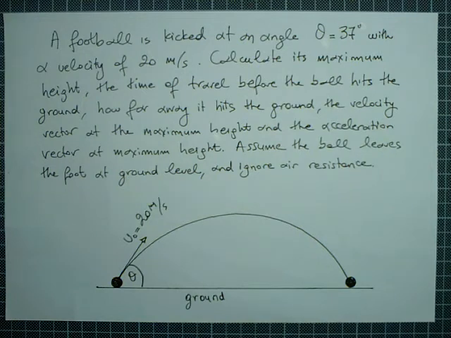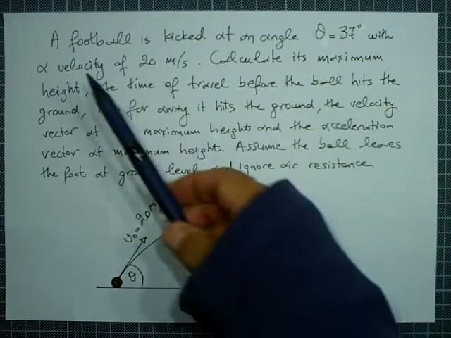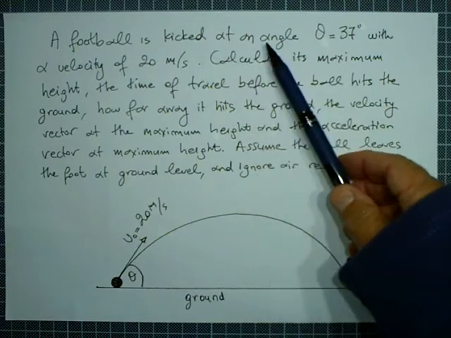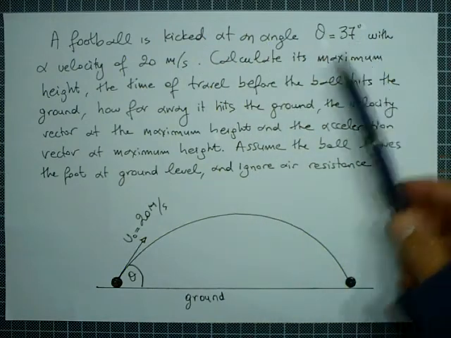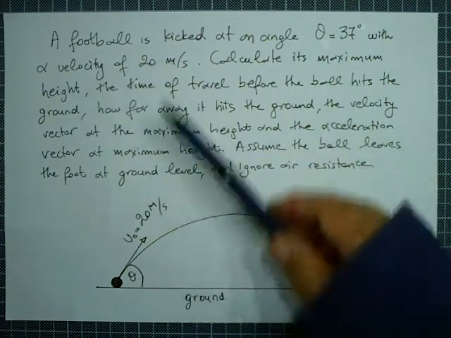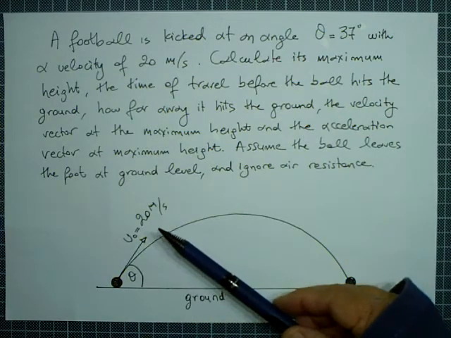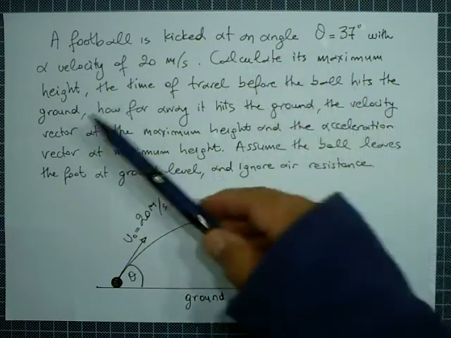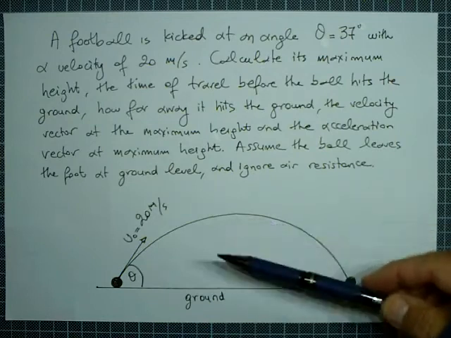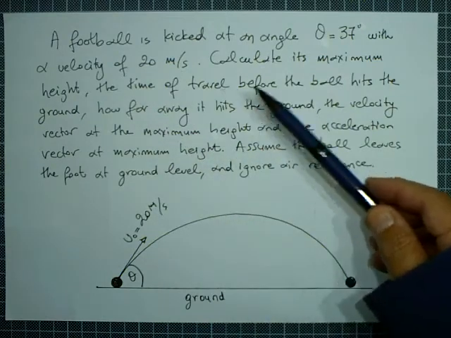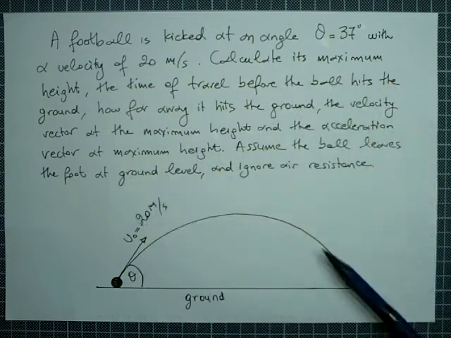Hello friends, today we are going to solve a problem in physics, a kicked football problem. A football is kicked at an angle of theta equals 37 degrees with a velocity of 20 meters per second. Calculate its maximum height, this height here, the time of travel before the ball hits the ground.